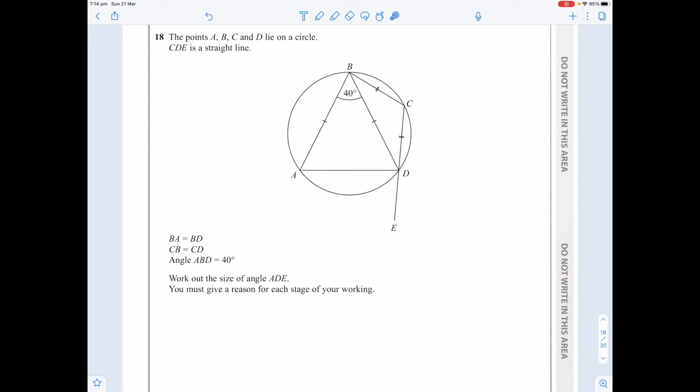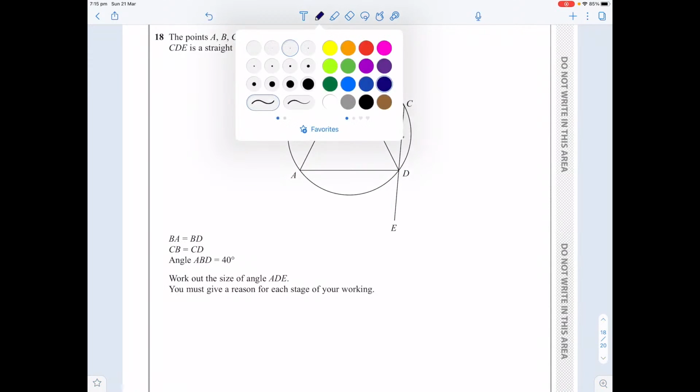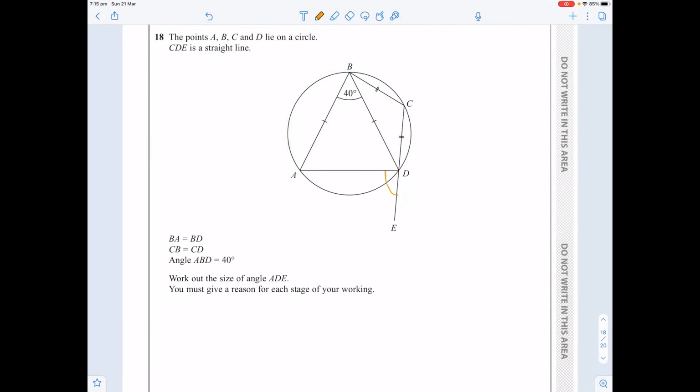But what I like to do with these questions is go straight to the actual question. Work out the size of angle ADE. So we want to work out A to D to E. We want to work out this angle right there. So let's mark that. We'll come back to that.